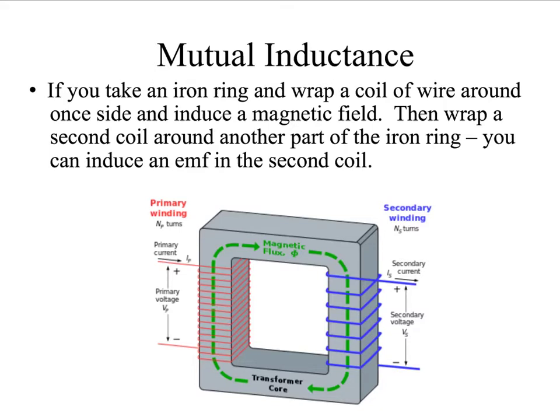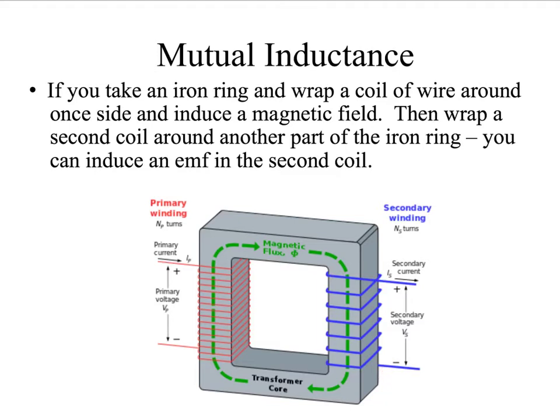So if we take an iron ring, so that's what this is, an iron ring, and we wrap a coil of wire around one side. So here we've wrapped wire around. And when we put current through it, we induce a magnetic field. So that's what this green line here is. That is our magnetic field. Then, if we take a second coil of wire and wrap it around the other side, then this magnetic field induces a current in this wire.